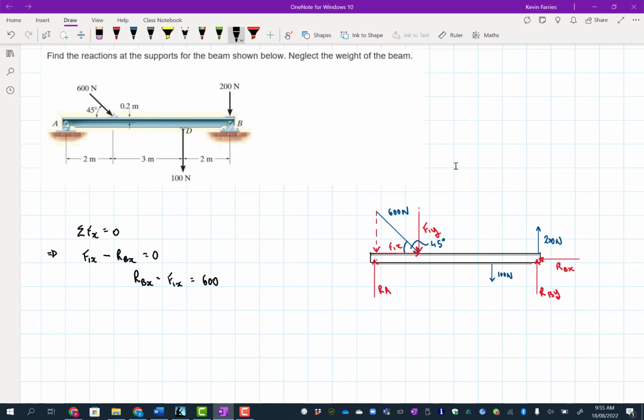Therefore, RBX equals F1x equals 600 times, so what have we got here? We've got the hypotenuse, the adjacent, and that's the angle here, and so cos 45. Get the calculator. 600 times cos 45 equals 424.3 newtons. So we found one reaction now. We found this reaction. That's its value. Let me just check that makes sense. All looks sensible to me.